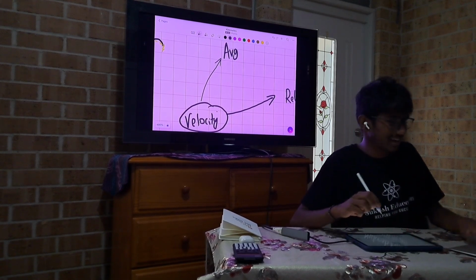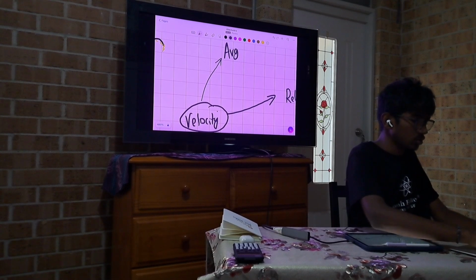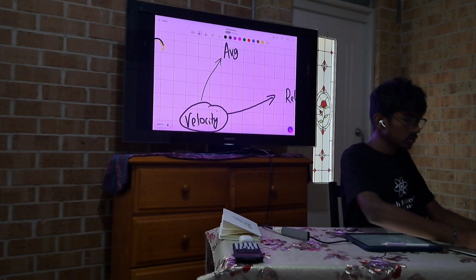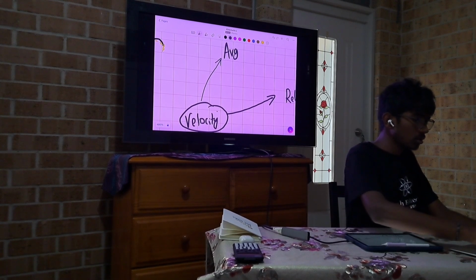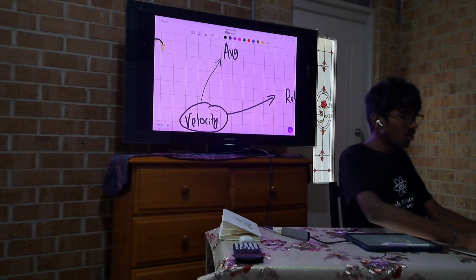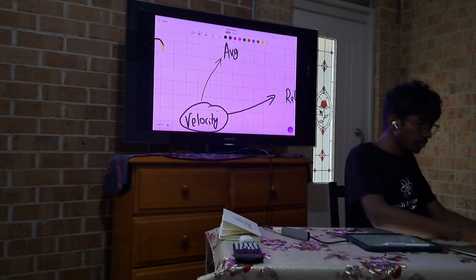Okay, let's look at average speed now. What the hell am I saying? Let's look at average velocity. And of course, my laptop goes off again. What the hell's wrong? Why does everything have to go in my favor?